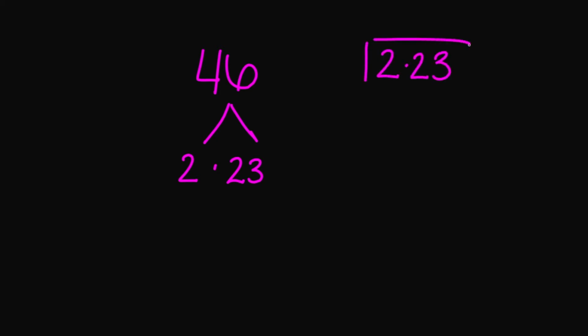What about the number 46? So if I use my factor tree, I know I can do 2 times 23. So your prime power factorization, I can no longer factor these numbers. So your prime power factorization is just going to be 2 times 23. And this is your final answer here.